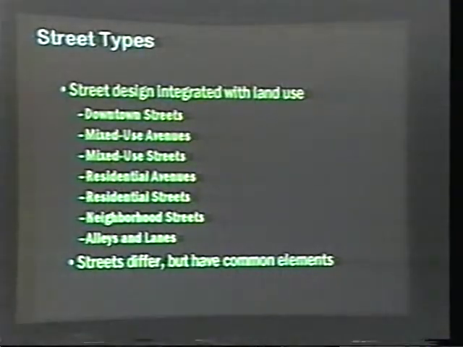Okay, street types. The plan's going to have a number of different types of streets. We're not just going to stick with arterial and collector. We've actually broken it down into a number of different types of streets. These all have specific design parameters, and they serve different types of land use. And they're, frankly, integrated with the land use. So we have downtown streets, mixed-use avenues and streets, residential avenues and streets, and then down to the neighborhood level, and even down to the alley and small lane level.